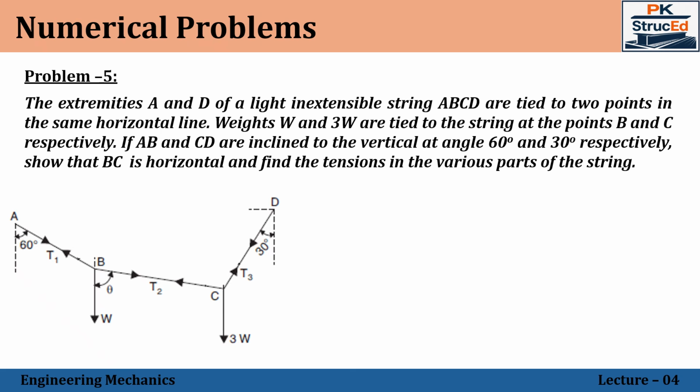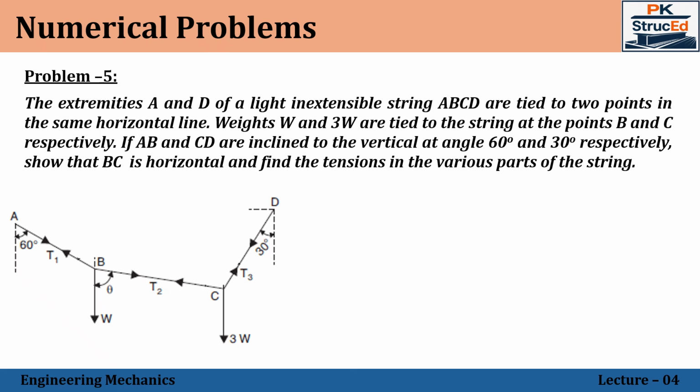So here we have the ends A and D, both lying at the same horizontal level. Intermediately, two weights are suspended at point B as well as point C, the weights being W and 3W respectively. Once the weights are suspended, the string becomes a set of straight lines between the contact points. We have three different portions, AB, BC and CD, wherein AB has an inclination of 60 degrees with the vertical and CD has an inclination of 30 degrees with the vertical.